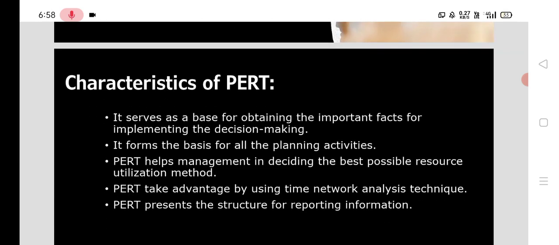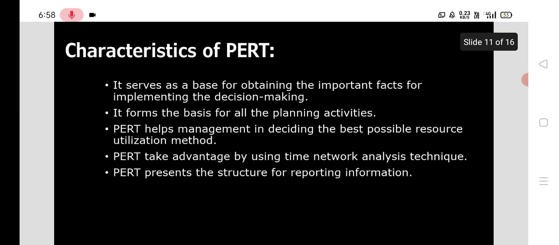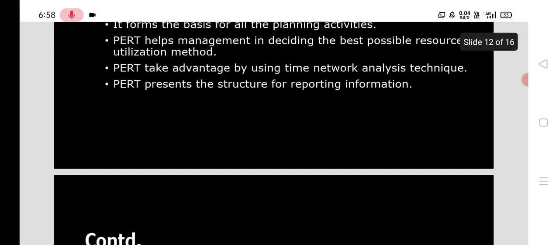What are the characteristics of PERT? First one, it serves as a base for obtaining the important facts for implementing decision making. The first characteristic is decision making, and the second characteristic is planning for all. PERT helps management in deciding the best possible resource utilization method. PERT takes advantage of the time network analysis technique. Then PERT presents the structure for reporting information.